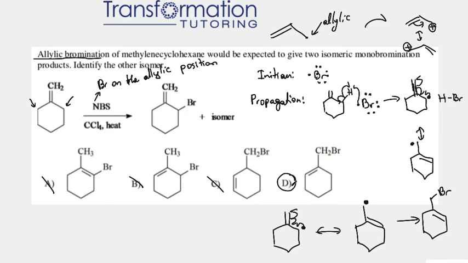Again, the reason we figured out that it was D was because we had to do a little bit of mechanism to do this question, and we figured out that where this bromine is in the product, that used to be the radical, and then we realized that the radical could do a resonance, so we did the resonance, and that allowed us to figure out the second product possible for this reaction.